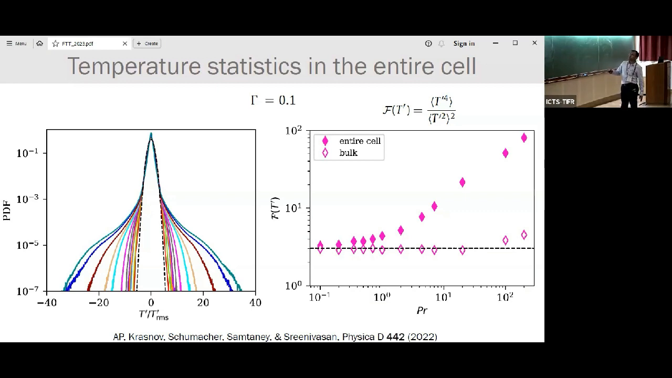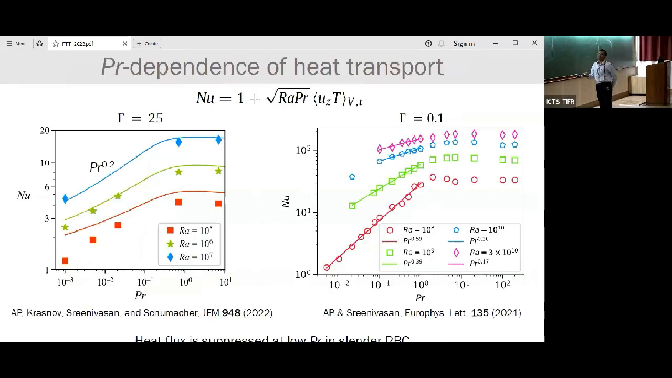But if you include the boundary layers or regions near the plate, then the deviation starts to appear even at lower than Prandtl number of 1. So I can say that the temperature distribution or temperature fluctuations are distributed in a similar way in an extended domain and also in a slender domain.